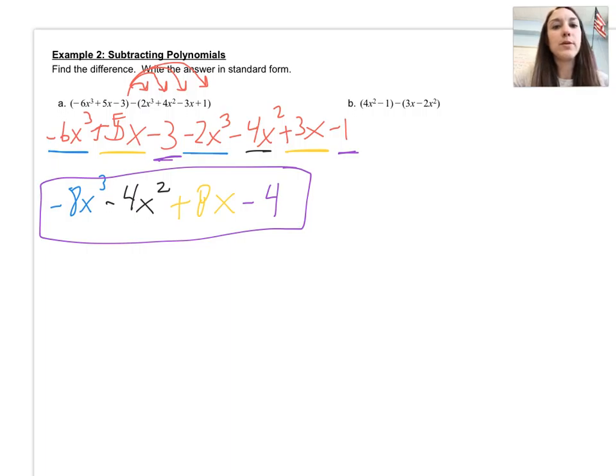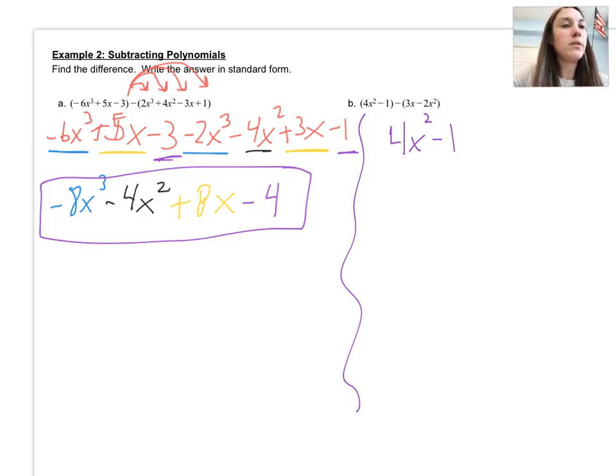If we move on to letter B, we have 4x squared minus 1 minus 3x minus 2x squared. So this first set of parentheses is going to come down without the parentheses, and then we're going to distribute the negative to the second set of parentheses. So it will look like this. 4x squared minus 1. Then we're taking a negative times 3x, which would give us a negative 3x.